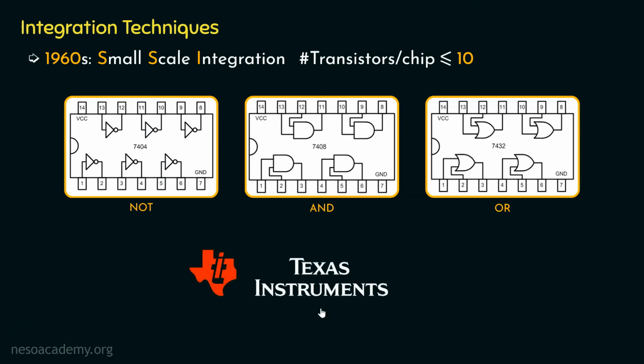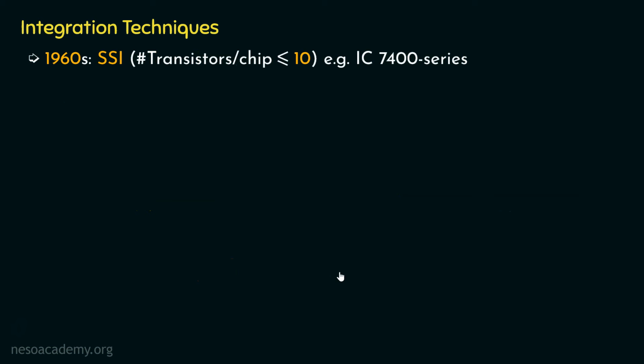Texas Instruments. So to sum it up, in the 1960s, the integration technique small-scale integration, or SSI, came into the picture. It means the number of transistors per chip is less than or equal to 10. And one suitable example of that is the IC 7400 series.